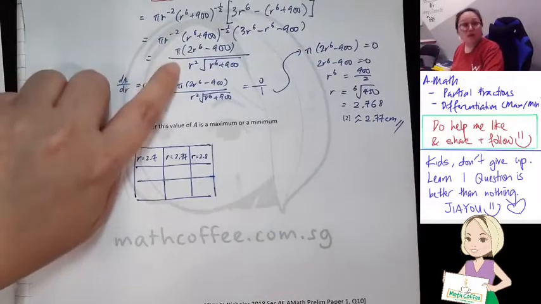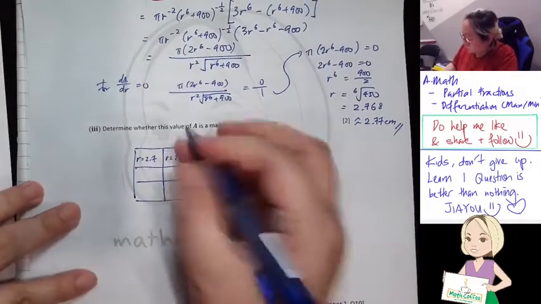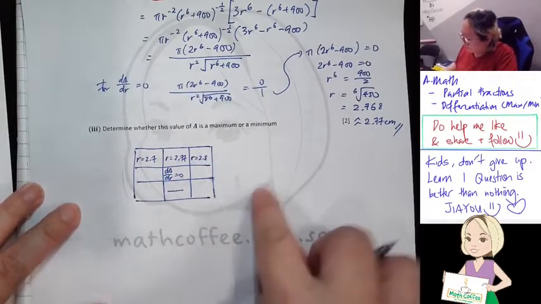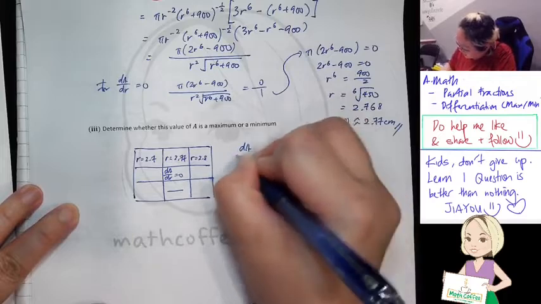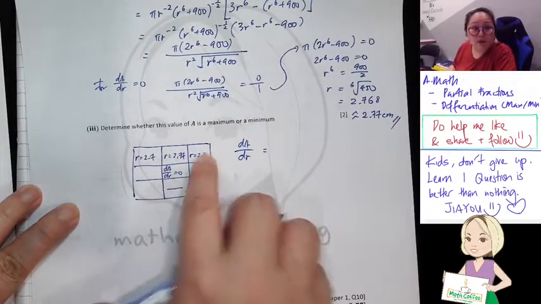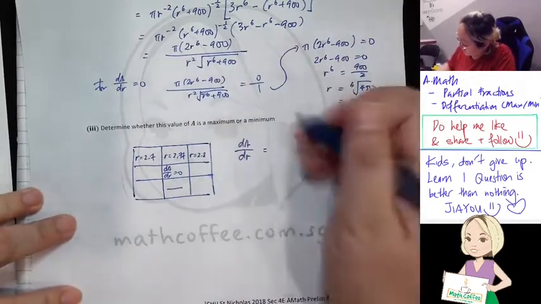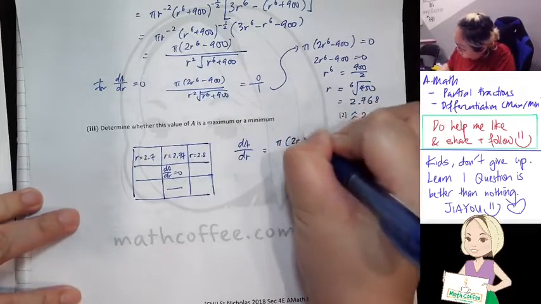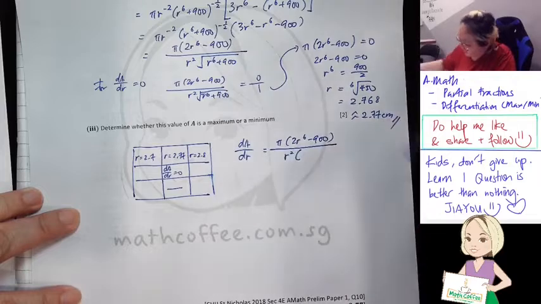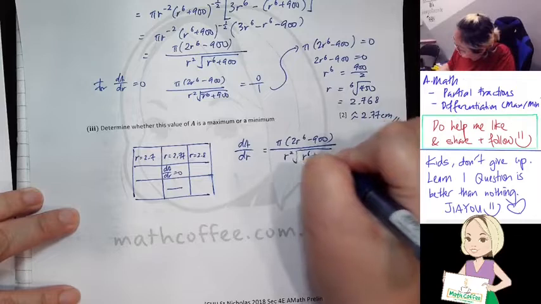Because you see, if you're going to differentiate this one, I also don't know how to differentiate. I really need to squeeze my head to differentiate. So of course this one, we know that dA dr is equals to 0, which is horizontal. And for easier for me to sub in, I can just write out my dA dr here, to remind yourself that we are supposed to sub in the 2.7 and 2.8 into our dA dr to find out whether it is positive or negative. So my dA dr is pi 2r6 minus 900 over r square, square root r6 plus 900.